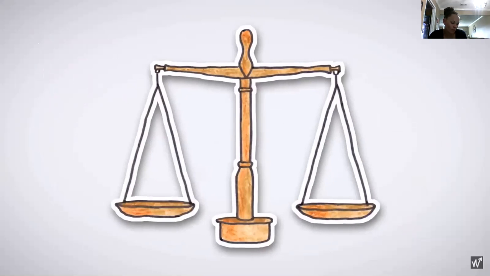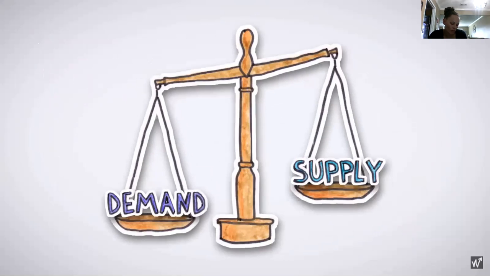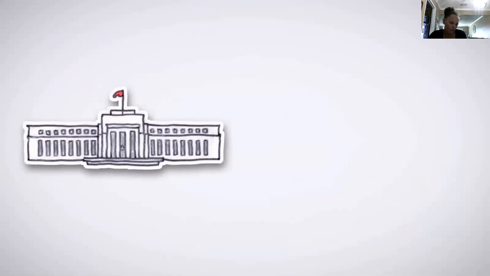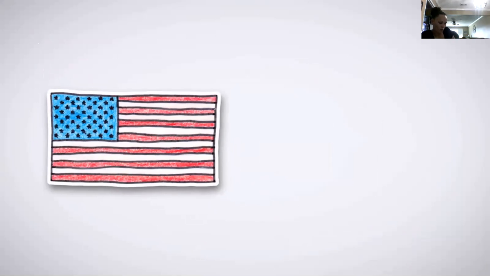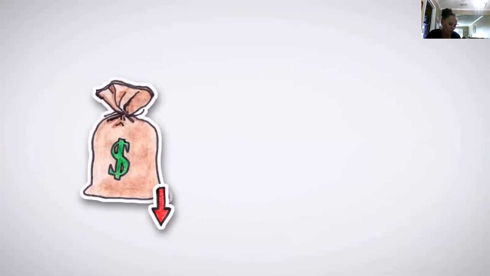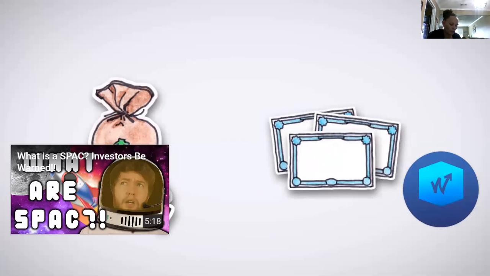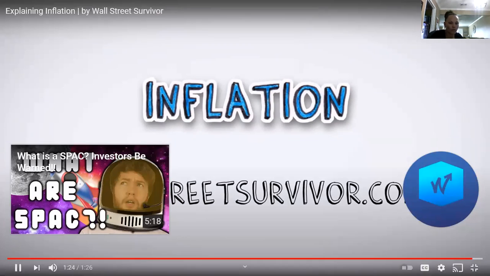In general, the demand for goods and services in an economy is greater than the supply, causing prices to rise and therefore inflation. Governments can control the inflation rate by adjusting the supply of money in the economy. Developed countries like the US try to keep inflation around 3%. Because your money decreases in value every year, it's important to grow your savings through investment. Learn how to invest risk-free at WallStreetSurvivor.com.